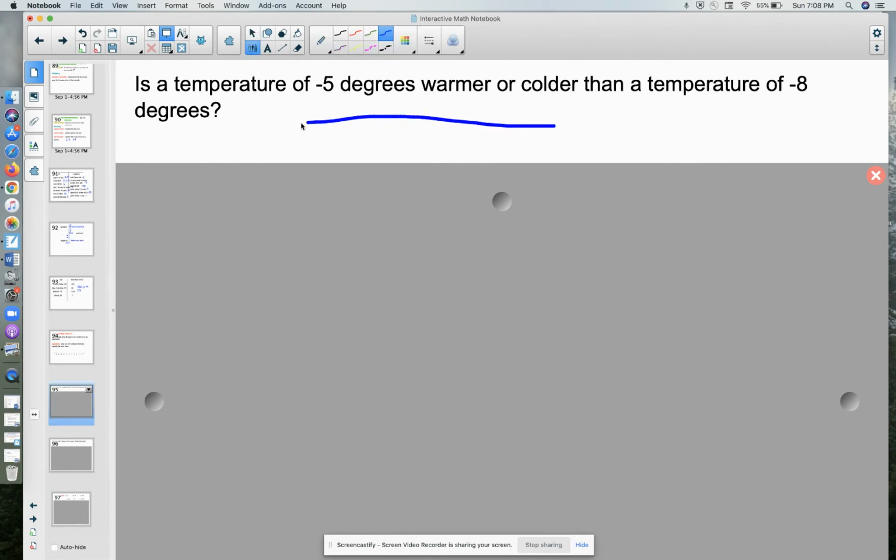So if I have a number line here, and here's negative 5, and then here's negative 6, here's negative 7, and then here's negative 8 right here. So is negative 5 degrees warmer or colder than a temperature of negative 8? It's definitely warmer. Remember, numbers that go to the right are greater. So it'd be warmer. Even though it's still cold, it's warmer than negative 8 degrees.